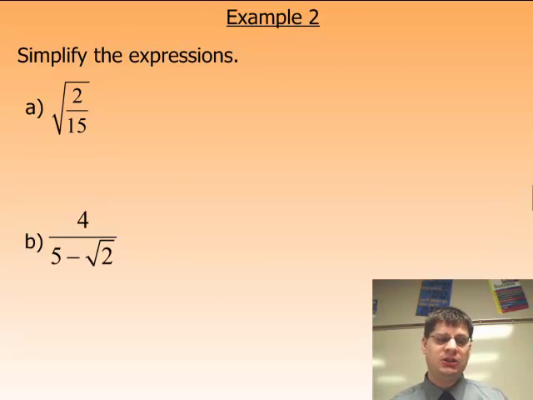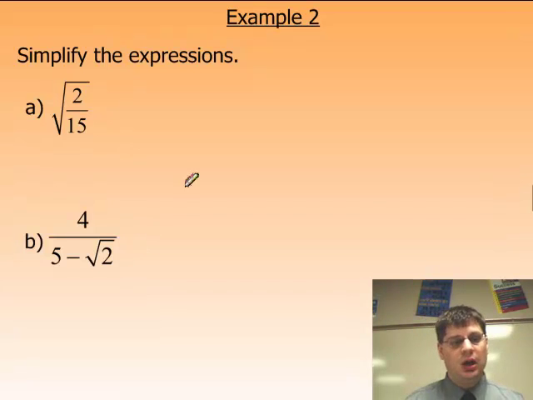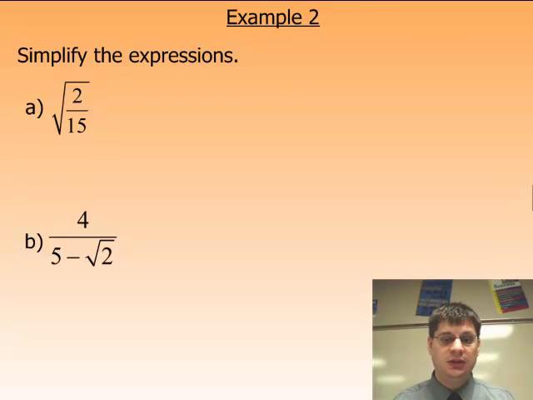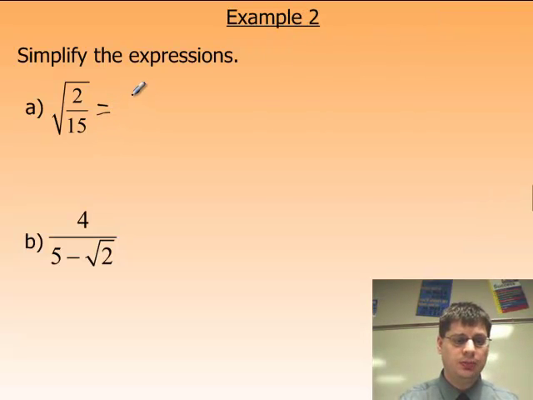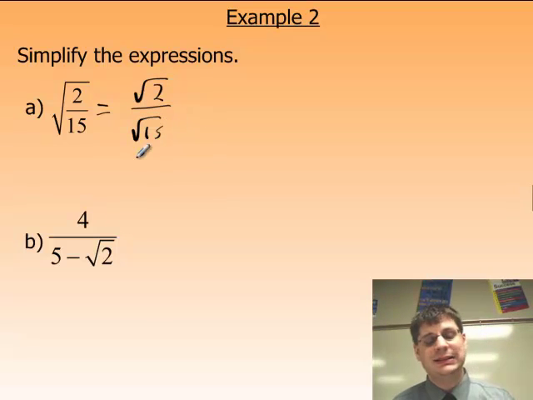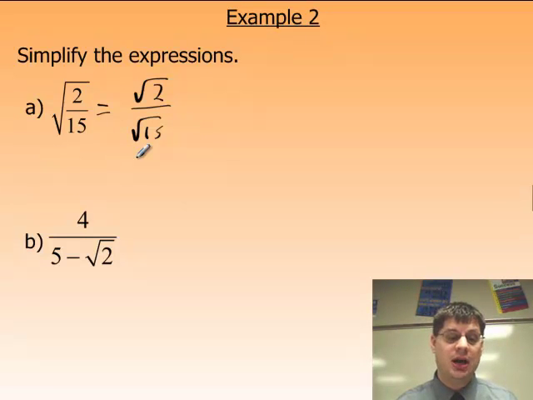So for instance, if I were going to simplify these expressions, I have the square root of 2 over 15. The first thing I want to do when simplifying this is use that quotient property, and I'm going to have the square root of 2 over the square root of 15. Well, I can't simplify either one of these in the sense that neither one of them has a perfect square that we can factor out. Instead, what I can do to simplify it is get rid of the square root of 15. We want to rationalize the denominator.